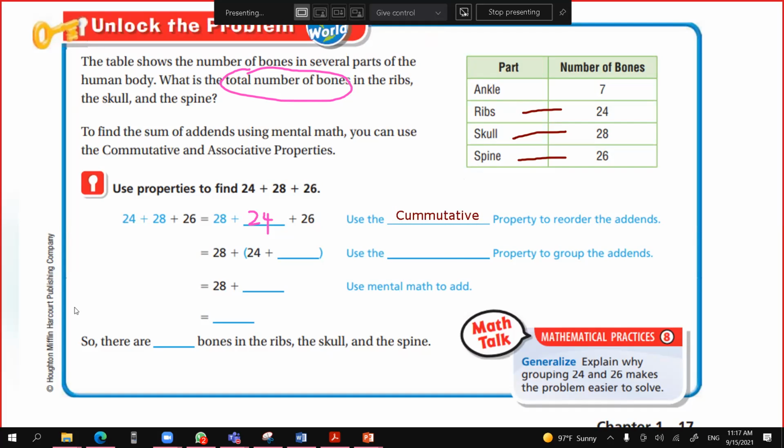Now, the second one here, 28 plus, then I regroup 24 and 26 here. I'm regrouping it. So which property do I use? When I regroup the addends, it doesn't change. What is the name of the property? Associative, thank you. Associative, yes.